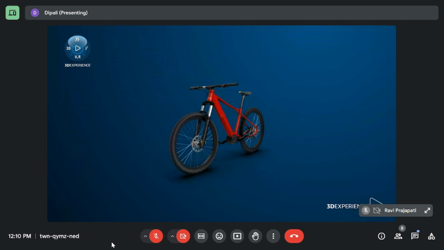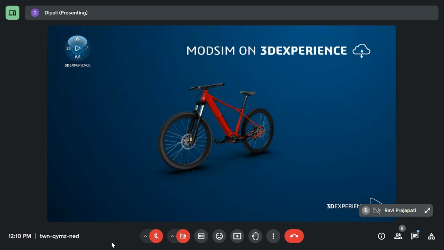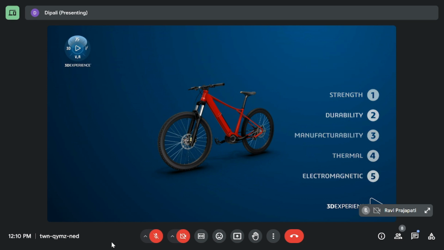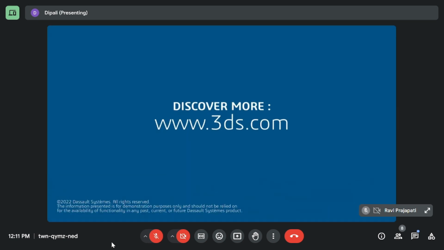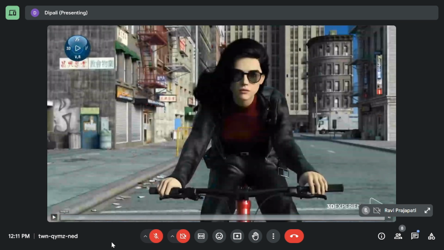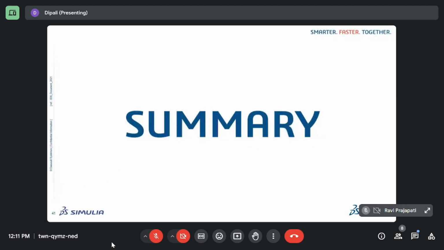With the MODSIM approach offered by the 3DEXPERIENCE platform on the cloud, we enhanced our product performance in terms of strength, durability, manufacturability, thermal and electromagnetic efficiency. This helped to minimize prototyping costs, enhance product quality, and accelerate time to market. The overall cost of development is reduced. Okay, so let's summarize this webinar.